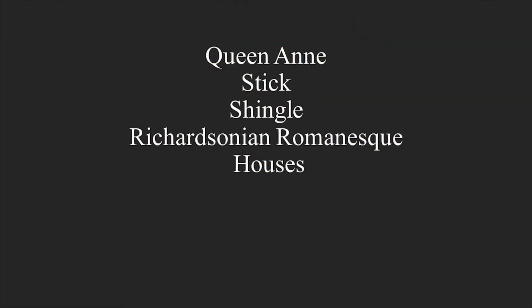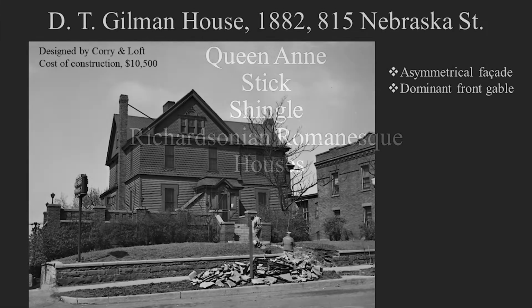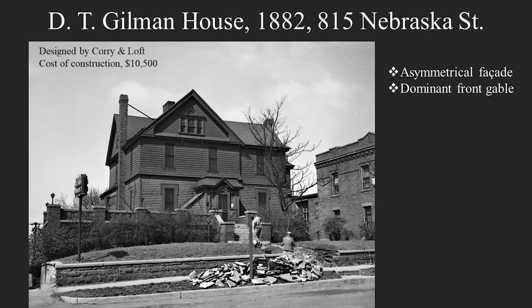So now, the bulk of this talk is going to be about these subdivisions of Victorian architecture, which are Queen Anne, stick, shingle, and Richardsonian Romanesque. As we go along, I will point out individual characteristics, so by the end, you're going to have a great idea of what this kind of architecture really is. This is the earliest house. I'm going to stay near downtown, and I'll be moving out farther away from downtown as we move throughout this talk.